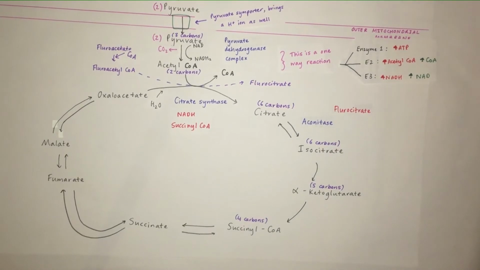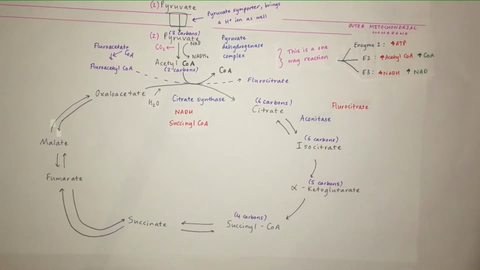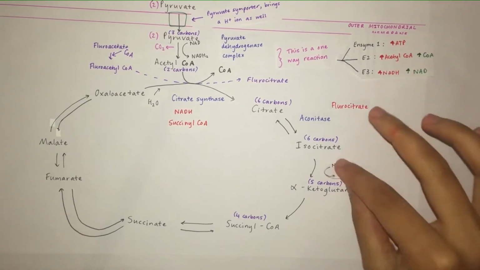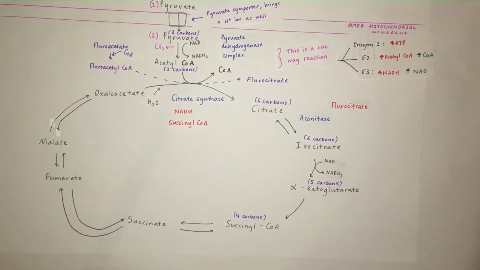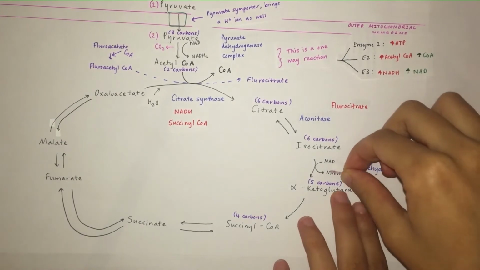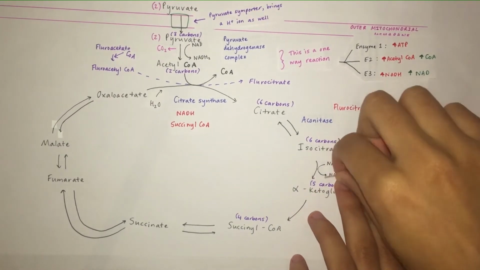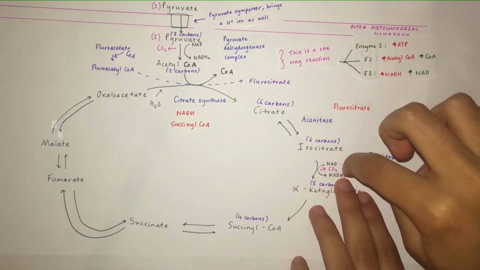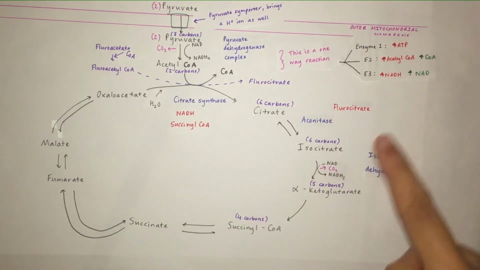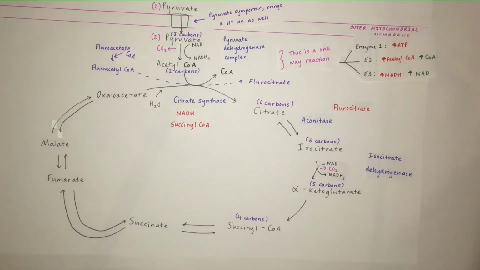So the next reaction is between isocitrate and alpha-ketoglutarate. In this reaction, an NAD becomes an NADH, and the enzyme here is isocitrate dehydrogenase. Now, isocitrate is a 6-carbon molecule, and that means that in this process, we're going to lose a carbon dioxide, because isocitrate has 6 carbons while alpha-ketoglutarate has 5 carbons. So we're going to lose a carbon here through the carbon dioxide.